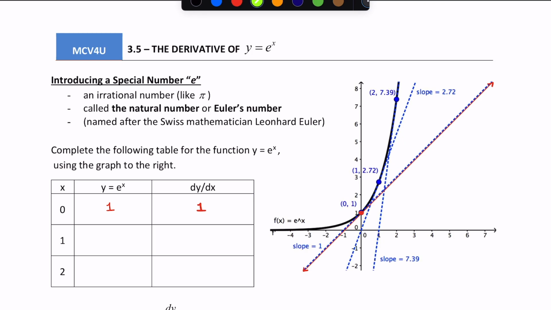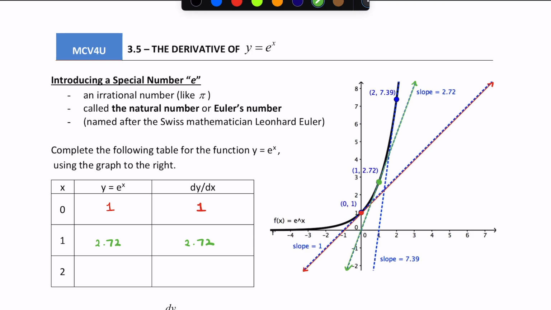Here, if we look at x, when x is 1, so this graph y is equal to e to the power of x, notice that would provide us with 2.72. And here, dy over dx, again which is the slope of the tangent, if we draw this tangent line, is also equal to 2.72.